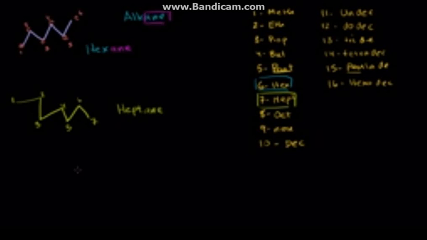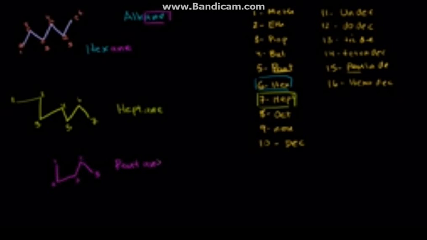Now, if things form a ring, I should say, we put the prefix cyclo in front of it. Let me show you what I'm talking about. So if I just have 5 carbons, 1, 2, 3, 4, 5, okay, so that's 5 right there. 5 carbons in a chain. If I just have 5 carbons in a chain like this, it would be pentane.